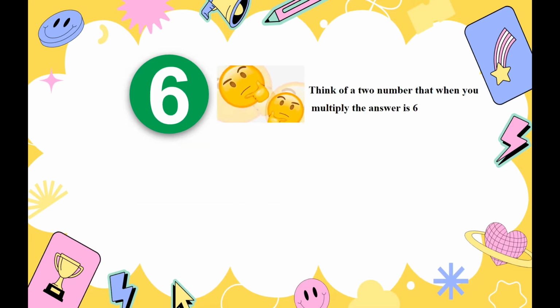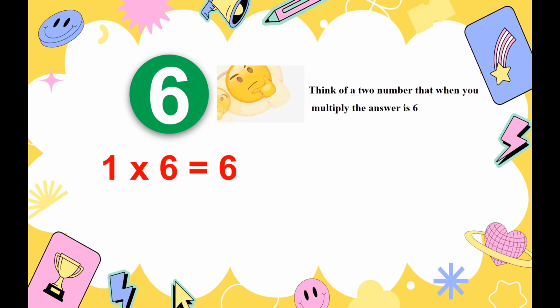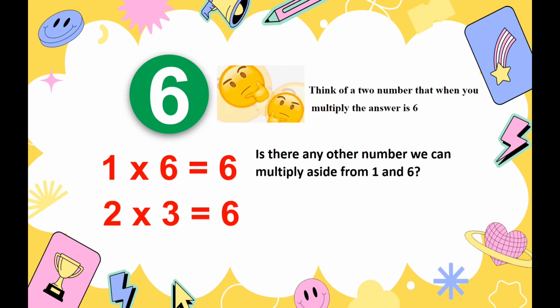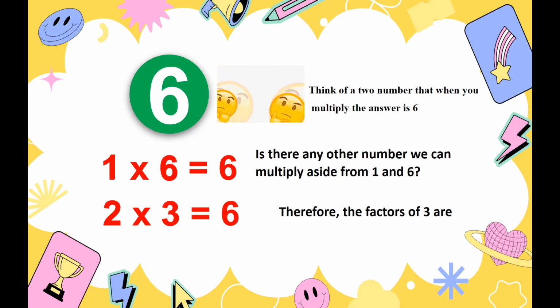So, tignan naman natin si 6. Let's think of two numbers that when you multiply, the answer is 6. Meron dito 1 times 6 is equal to 6. Is there any other number we can multiply aside from 1 and 6? Meron pa. 2 times 3 is equal to 6. Lagi yung tatandaan, yung 1 times 6, pwede siyang 6 times 1. Yung 2 times 3, pwede po siyang 3 times 2. Okay lang yun. So, therefore, the factors of 6 are 1, 2, 3, and 6.